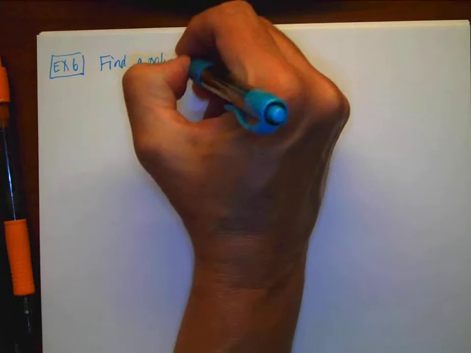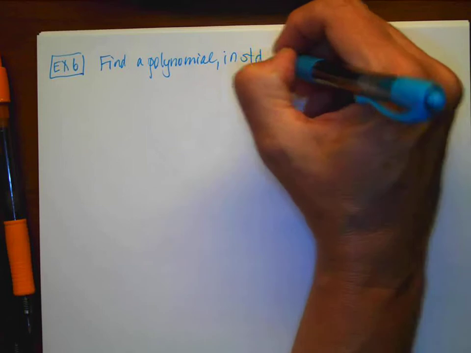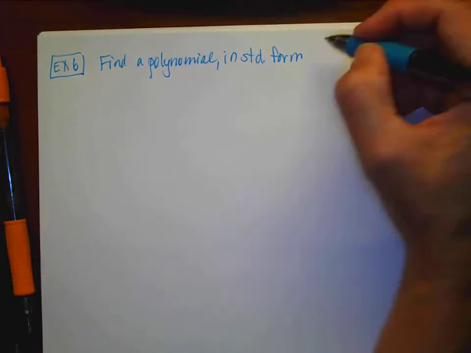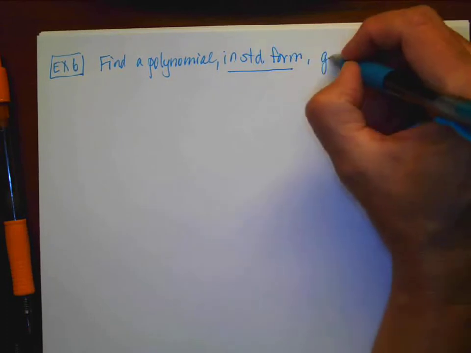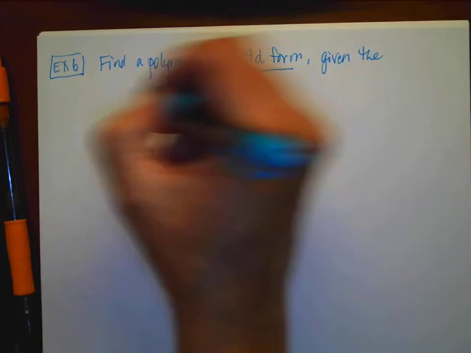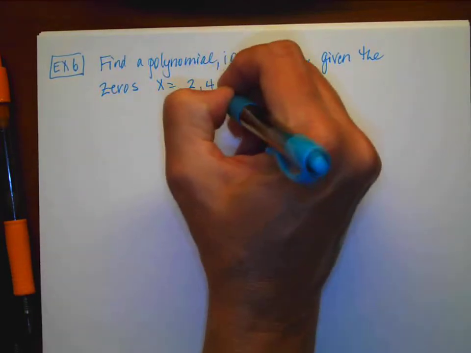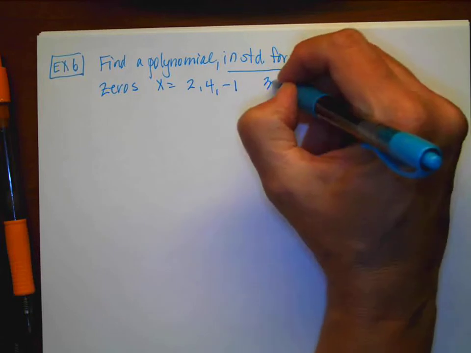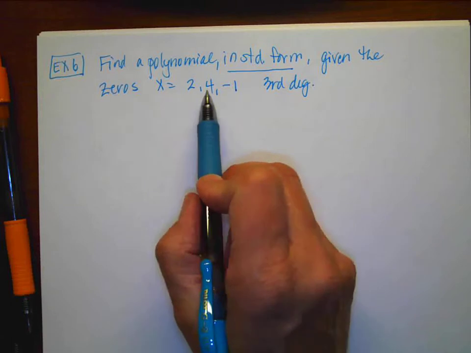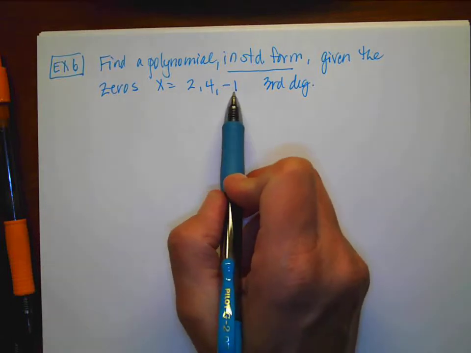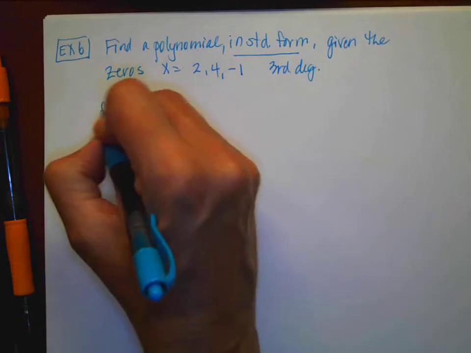All right, this one says, find a polynomial in standard form. Remember that there are multiple forms for a polynomial, and we always want to make sure that we read our directions well. Given the zeros, x is equal to 2, 4, and a negative 1, and they're going to tell us that it's a third degree polynomial, which means that each of the zeros, since there are 3 zeros, has a power of 1.